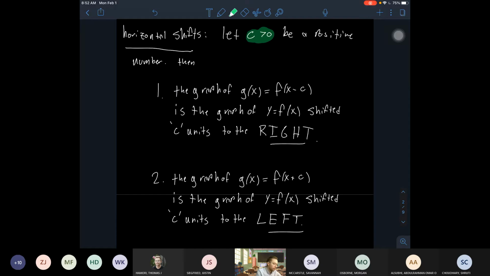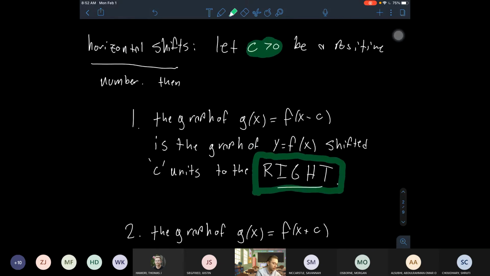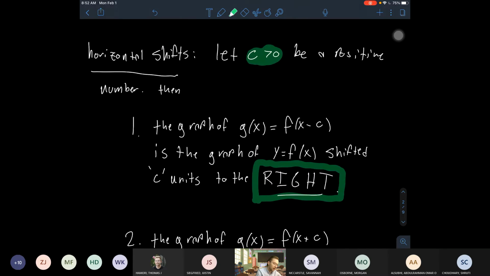And what do we say? We say that the graph of g of x equals f of x minus c, if we subtract c on the inside of the parentheses, then what we're going to get is the graph of y equals f of x shifted c units to the RIGHT. I put right in all caps here because it's objectively confusing that the minus c corresponds to the right. We think we're going to the left, but that's not true.